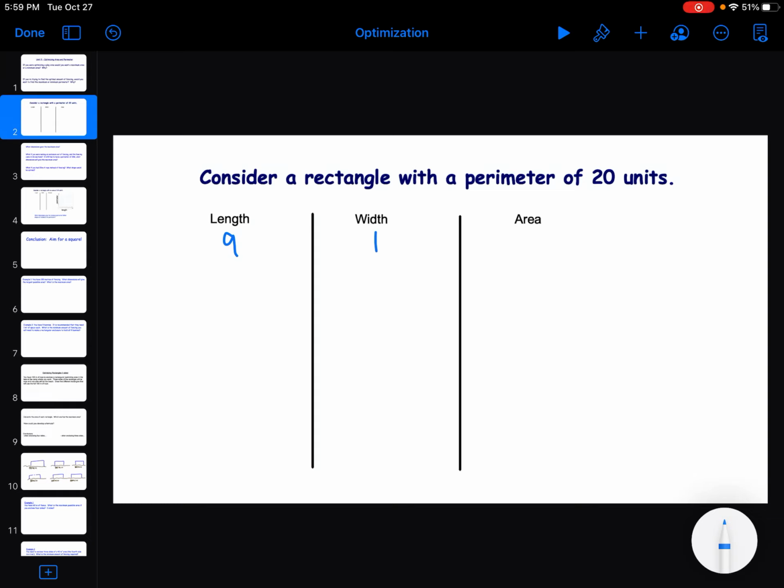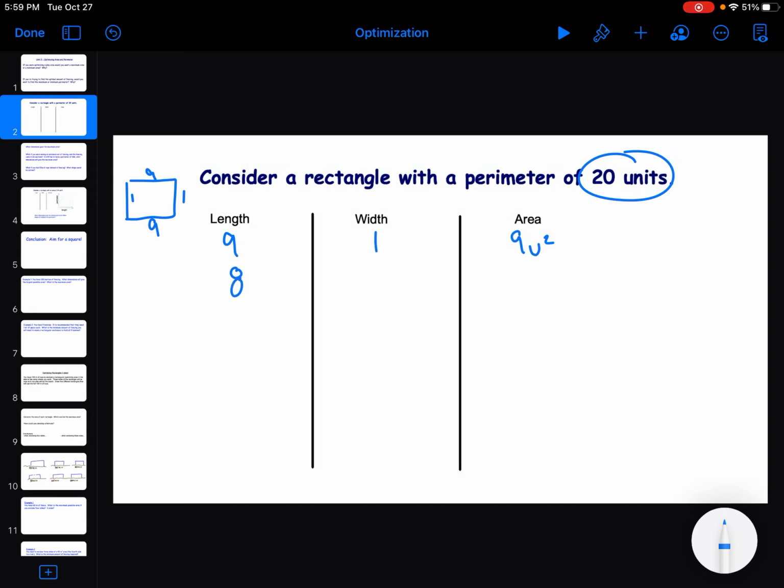We have to times it by 2 because remember, if we're making this square or rectangle, we'd have 9 and 1, but we'd also have 9 and 1. So any of these, we're going to add them together and times by 2 to come up with our 20. So we really need the two values to add to 10 because then when we times them by 2, that's going to give us our 20. So the area here is going to be 9 units squared.